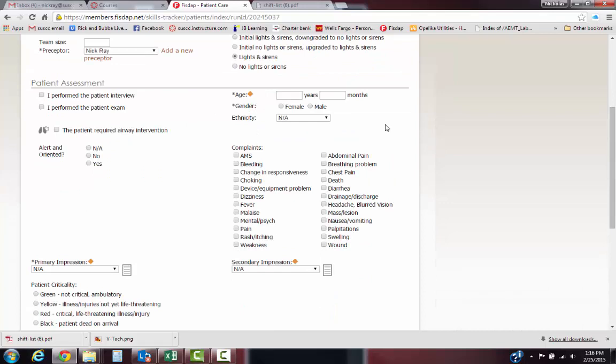Next thing, age. So let's just say that I ran on a 45-year-old female. If it's just an 8-month-old kid, just leave 8 months right there. Gender speaks for itself, and then ethnicity.